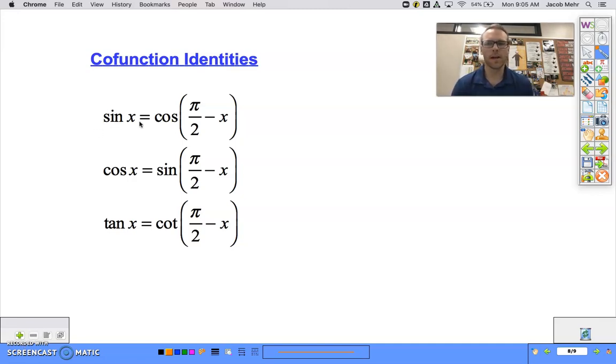Our first one, the sine of x equals the cosine of pi over 2 minus x. And let's think about what this means here. And I'm going to switch to thinking about degrees here for my first thought with this. Pi over 2 is 90 degrees, right? So we're saying that the sine of an angle is equal to the cosine of 90 degrees minus that angle.